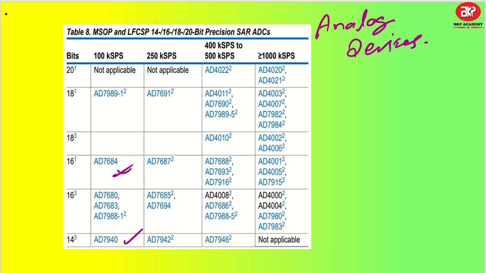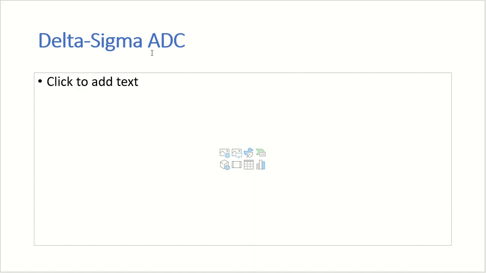All right, guys, this was all about the application circuit that we connect to the ADC. In the next session, we'll try to understand delta sigma ADC as well.